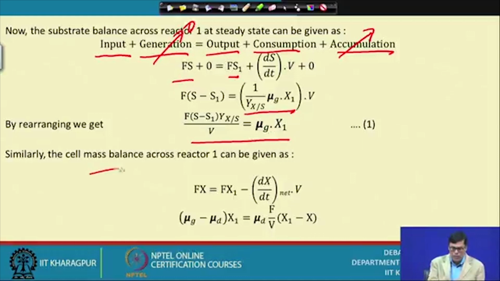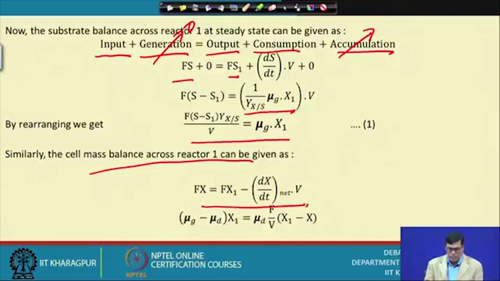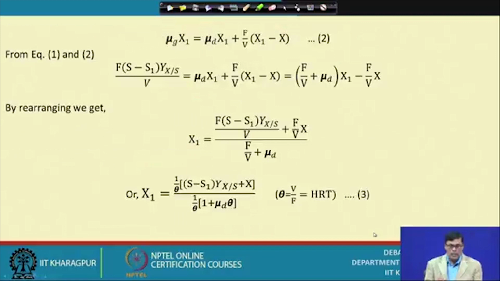Now, if you write the cell mass balance, we can also come across this equation. So, the net growth of the cells is mu g minus mu d. The mu g is the growth of the cell, mu d is the death of the cells, into x1. This is equal to this. Now, this equation we can write in this form.